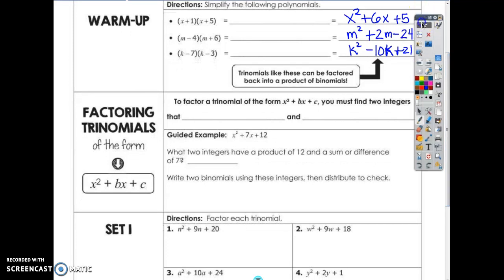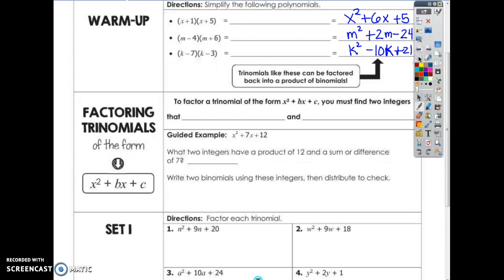And now we're going to go backwards. Okay, we're going to go backwards. So to factor a trinomial in the form of x squared plus bx plus c, you must find two integers that multiply to give you c and add or subtract to give you b.